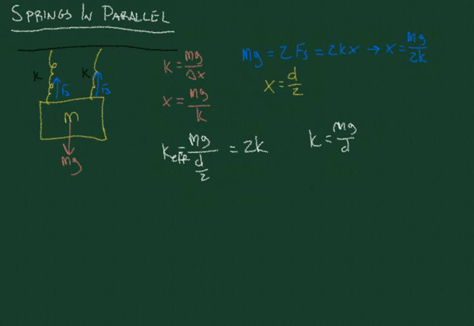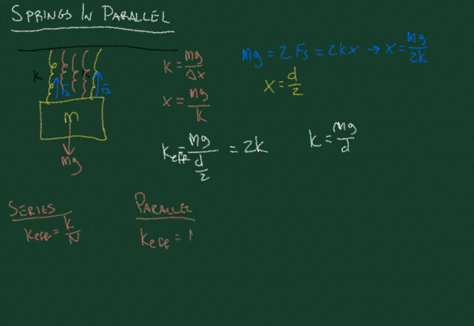So recall that we said that in series, k effective is going to be k divided by the number that we have in series. Now in parallel, if I have m springs all in parallel like this, then our effective spring constant is going to be m times k. So for series we divide by the number of springs, and for parallel we multiply by the number of springs.